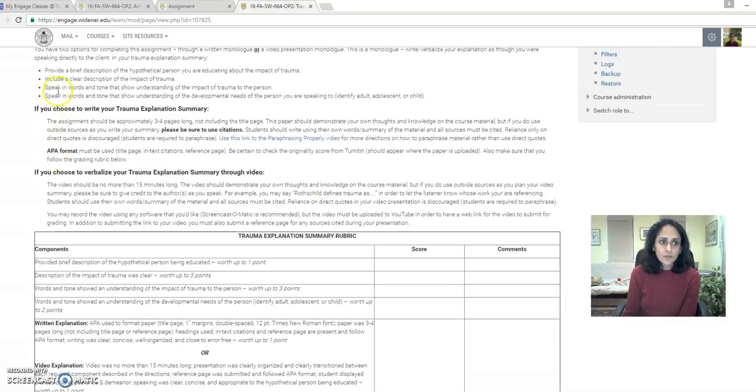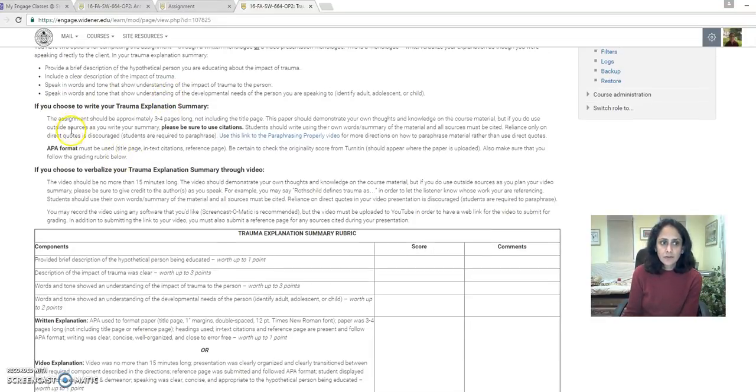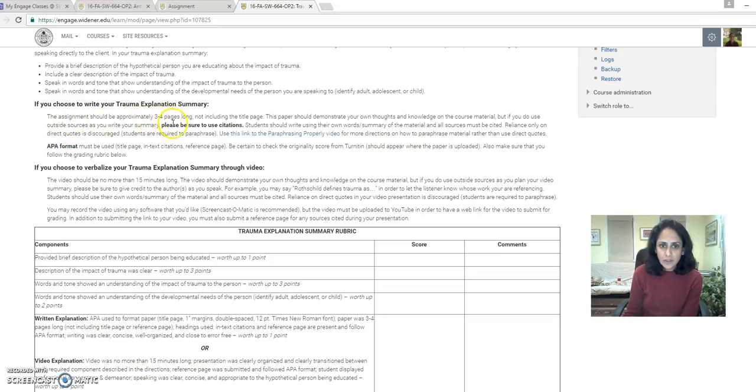So what you have to do is provide a brief description of the person you are educating about the impact of trauma, include a clear description of the impact of trauma, speak in words and tone that show an understanding of this impact, and speak in words and tone that show an understanding of the developmental needs of the person. All right. So if you're writing it, it has to be about 3 to 4 pages long. And if you are verbalizing the trauma explanation through video, it should not be more than 15 minutes long. It should demonstrate your own thoughts and knowledge on the course material.